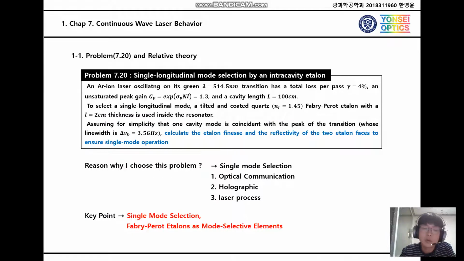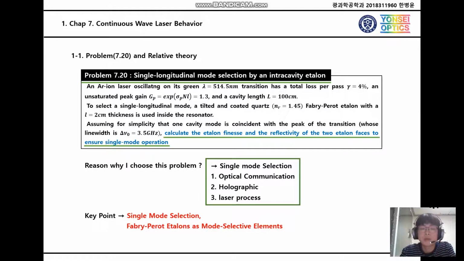From now on, I will proceed to explain the problem in chapter 7. This problem is related to the single longitudinal mode selection and asks about the echelon finesse and the reflectivity of the two echelon faces to ensure single mode operation. The reason for choosing this problem is the importance of the single mode.